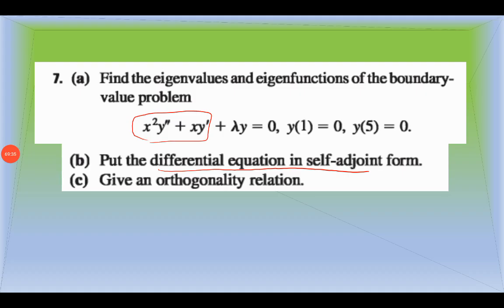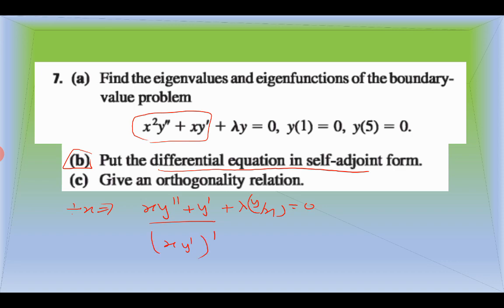Given the orthogonality relation, this kind of differential equation is called a Cauchy-Euler differential equation. First we will put it in self-adjoint form. Divide this equation by x. What you get is x y double prime plus y prime plus lambda times y over x is equal to 0.